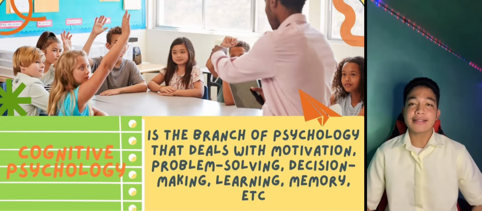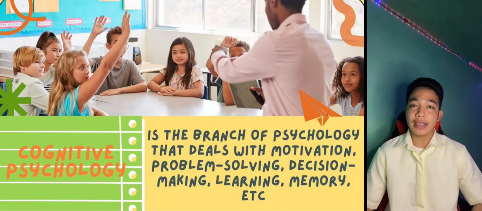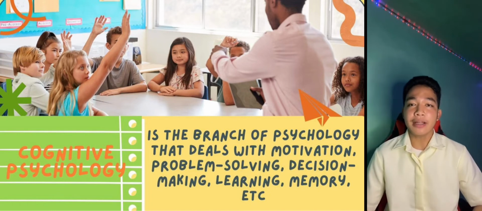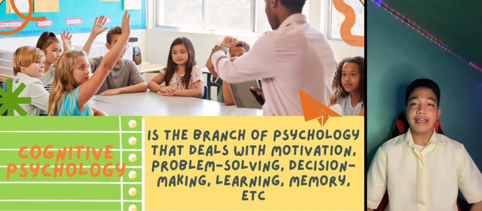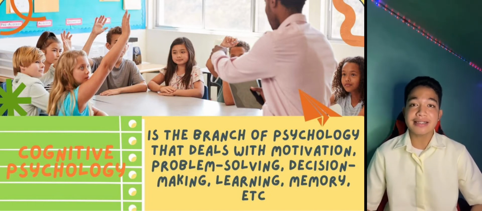The next one is cognitive psychology. It's a branch of psychology that deals with motivation, problem solving, decision making, learning, memory, and etc. It's an area that focuses on the science of how people think. This branch of psychology explores a wide variety of mental processes, including how people think, use language, attend to information, and perceive their environment.